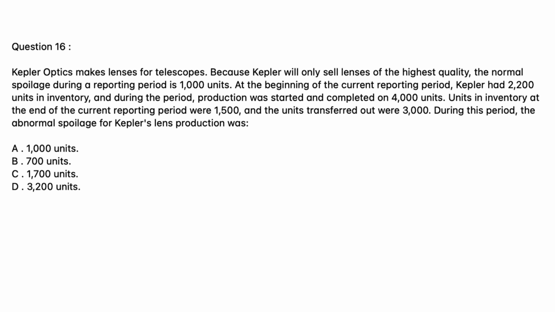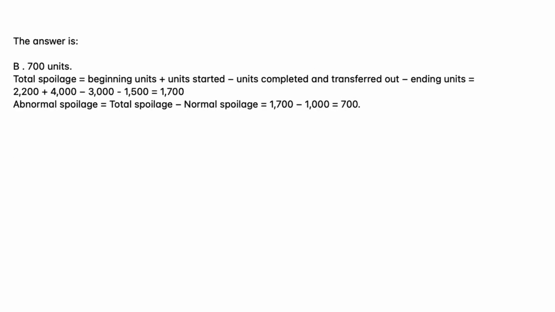During this period, the abnormal spoilage for Kepler's lens production was A. 1,000 units. B. 700 units. C. 1,700 units. D. 3,200 units. The answer is B. 700 units.